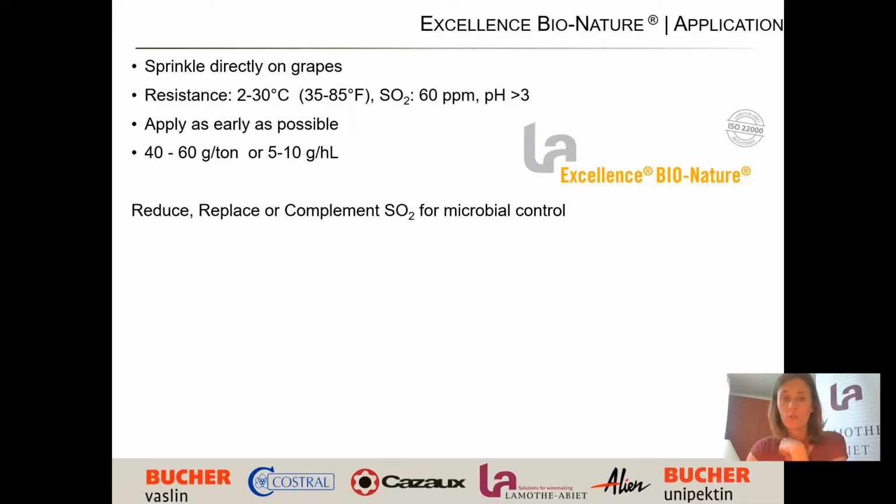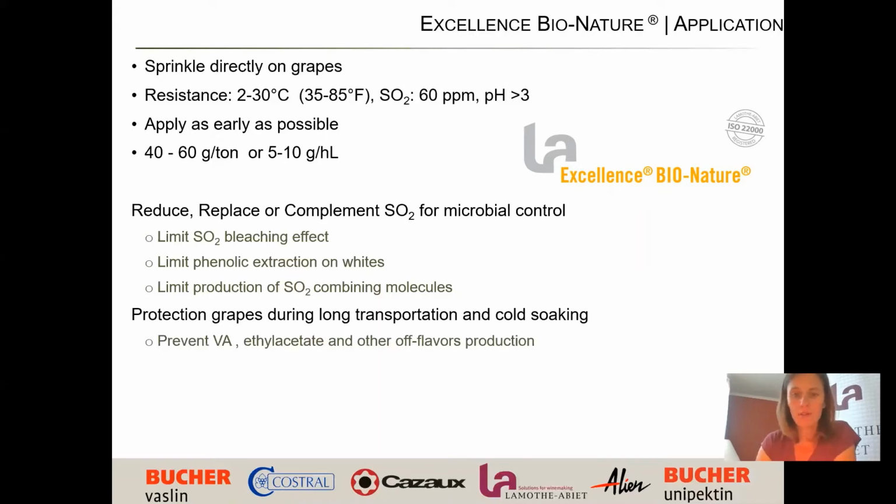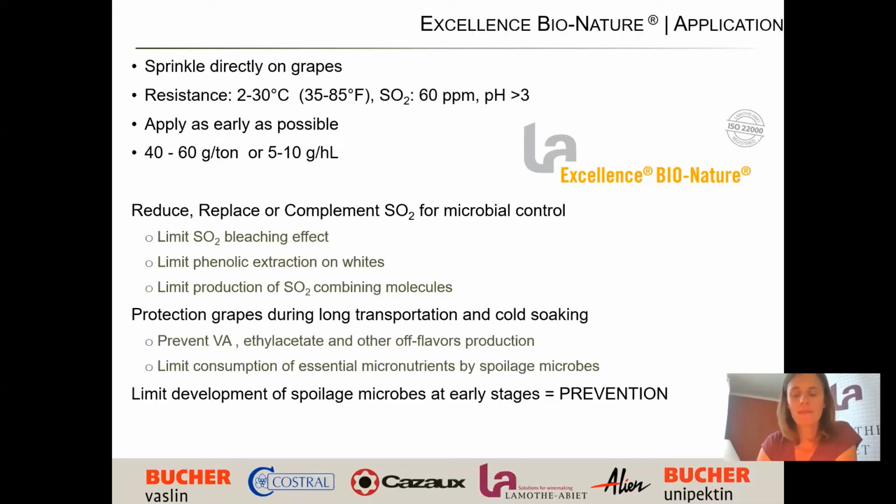Then we use it to reduce, replace, or complement sulfur for microbial control. You can protect the grapes during long transportation and also during cold soaking, so that has been most of the use for this BioNature. So the idea is to prevent the development of microbes, so we are using the BioNature early in the process, and this will allow us to have cleaner wine later down the road. So far, we still didn't use any sulfur.